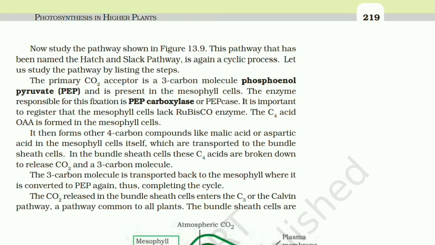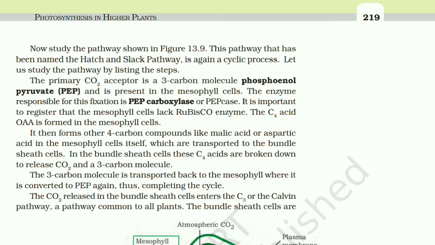This pathway has been named the Hatch and Slack pathway and is again a cyclic process. Let us study the pathway by listing the steps. The primary CO2 acceptor is a 3-carbon molecule, phosphoenol pyruvate or PEP, and is present in the mesophyll cells. The enzyme responsible for this fixation is PEP carboxylase or PEPcase. It is important to register that the mesophyll cells lack the Rubisco enzyme. The C4 acid OAA is formed in mesophyll cells.